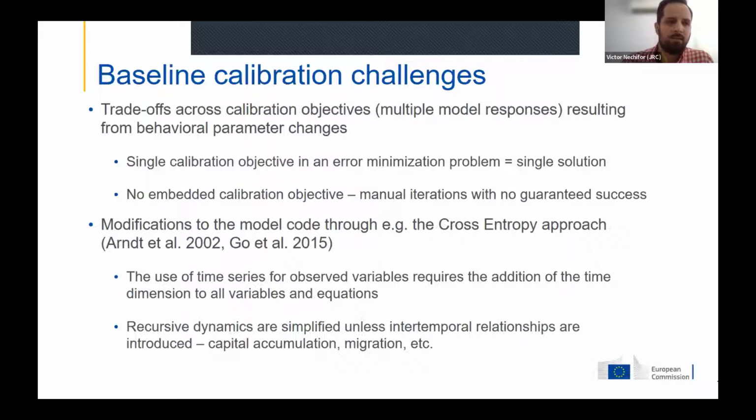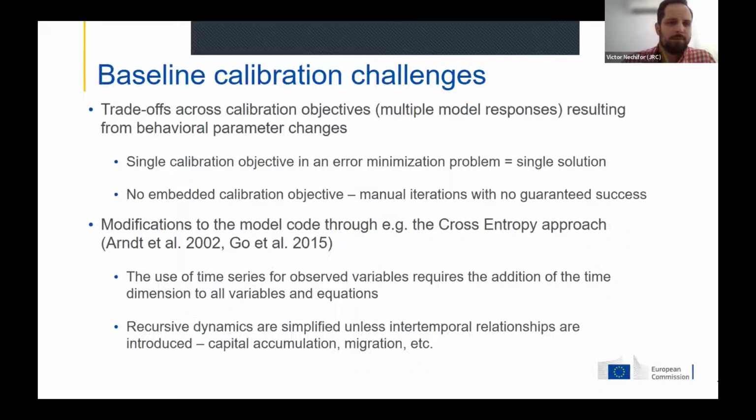So basically, we will end up with a set of target values and our model response, and we will try to reduce the distance or the error between these two vectors. The challenge that we see at this stage, also in our applied work here at the JRC, is that there are trade-offs between calibration objectives, because we have competing responses in the CGE model, and we're trying to balance those. We could do that by changing the behavioral parameters in the model, so the elasticities.